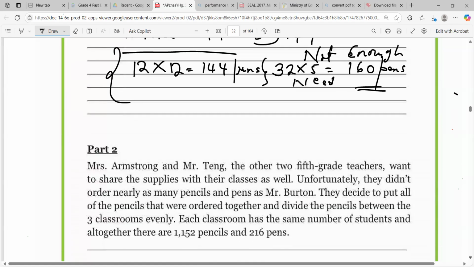What are you reading now? Mr. Armstrong and Mr. Teng. Why then couldn't you use Jamaican's name?